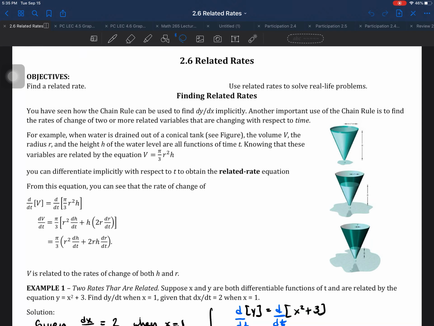In this section, our goal is to be able to find related rate type of problems, be able to translate real-life phenomena into mathematics, and use related rates to solve these real-life problems. So we'll begin by describing the approach that we want to take when we're solving these type of problems.